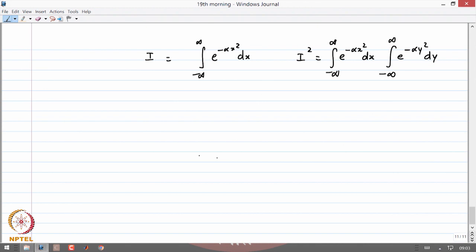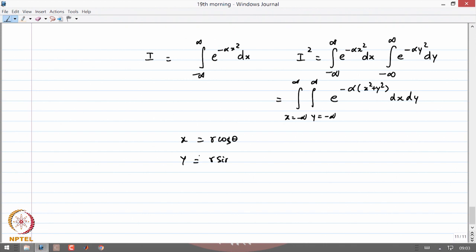Okay. That is also between 0 and infinity, minus infinity and infinity. So, this gives you the double integral x is equal to minus infinity to infinity, y is equal to minus infinity to infinity, e to the minus alpha (x square plus y square) dx dy. Now, remember that if we make the transformation x is equal to r cos theta and y is equal to r sin theta, then we know that x square plus y square is r squared, and we know that dx dy needs to be replaced by r dr d theta.